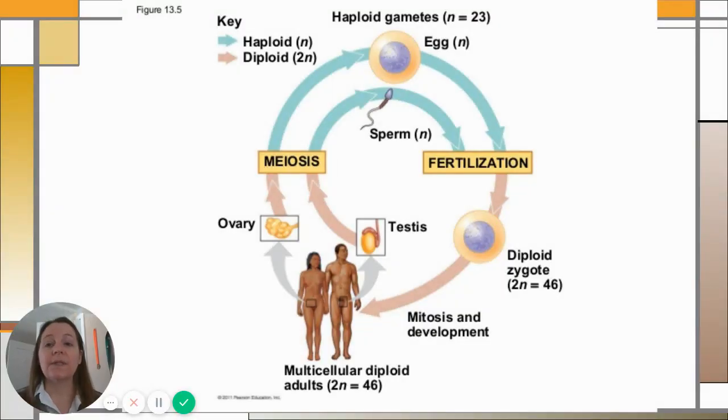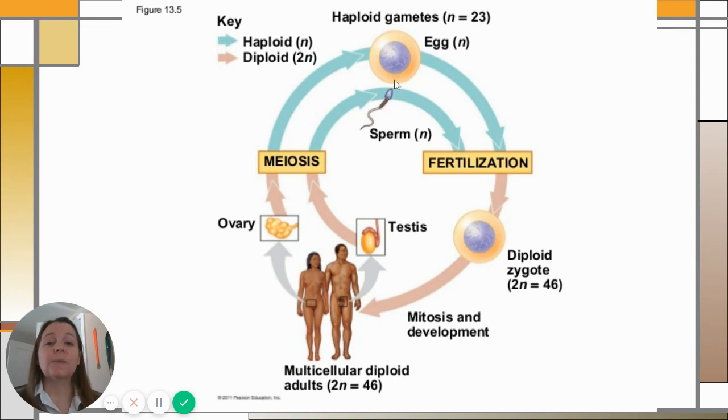So here's one of those diagrams. This one gives you a key, haploid being N, diploid 2N, just like we saw on the last slide. Because we're talking about humans, it tells you that for the haploid gametes, N equals 23. So haploid is 23. It's those 23 unique chromosomes. If we start off with the egg cell, it has 23 chromosomes, and the sperm cell has 23 chromosomes.